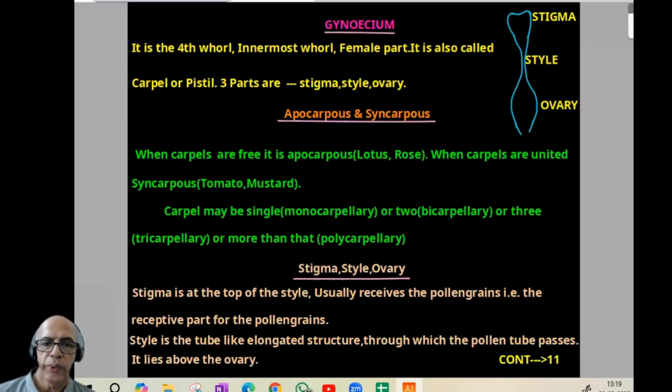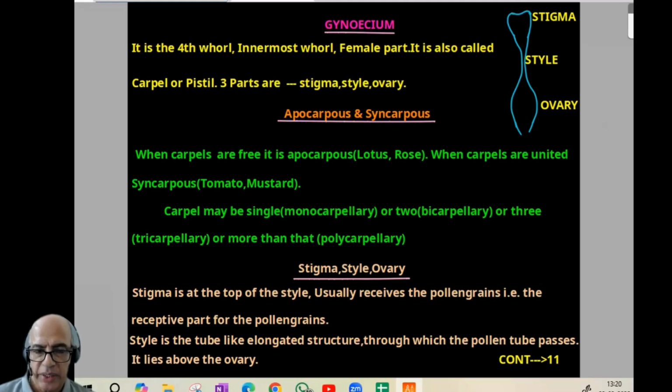So when we come to gynoecium, it is the 4th one, the innermost whorl, and the second essential whorl after androecium. It is the female part. It is also called carpel or pistil, and there are 3 parts for it: stigma, style, and ovary. Now come two famous terms, apocarpous and syncarpous. When carpels are free, it is apocarpous, as in the case of lotus and rose. Example important. When carpels are united, it is called syncarpous, as in the case of tomato and mustard.